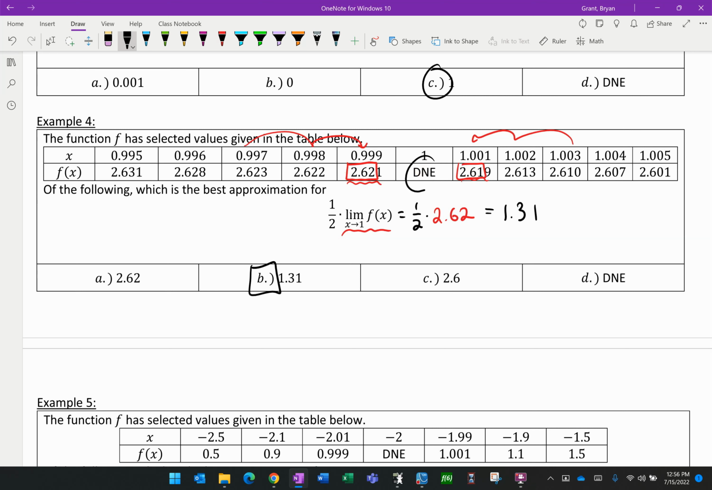Right? We don't want to say it does not exist because this is the value of f of 1. f of 1 doesn't exist. The limit talks about what happens close to 1, not at 1.